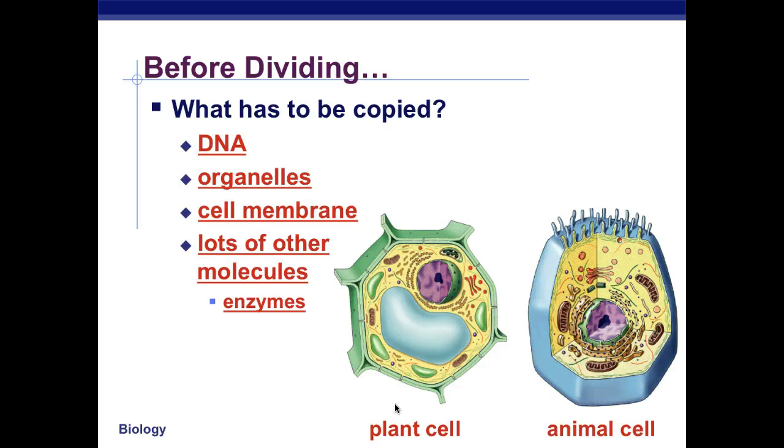So before dividing, what has to be copied? You need to copy your DNA, your organelles, your cell membrane, lots of other molecules like proteins and enzymes, because you're trying to make two exact copies. And if you don't have all of the proper material, you only have half, you're not going to produce two identical daughter cells.